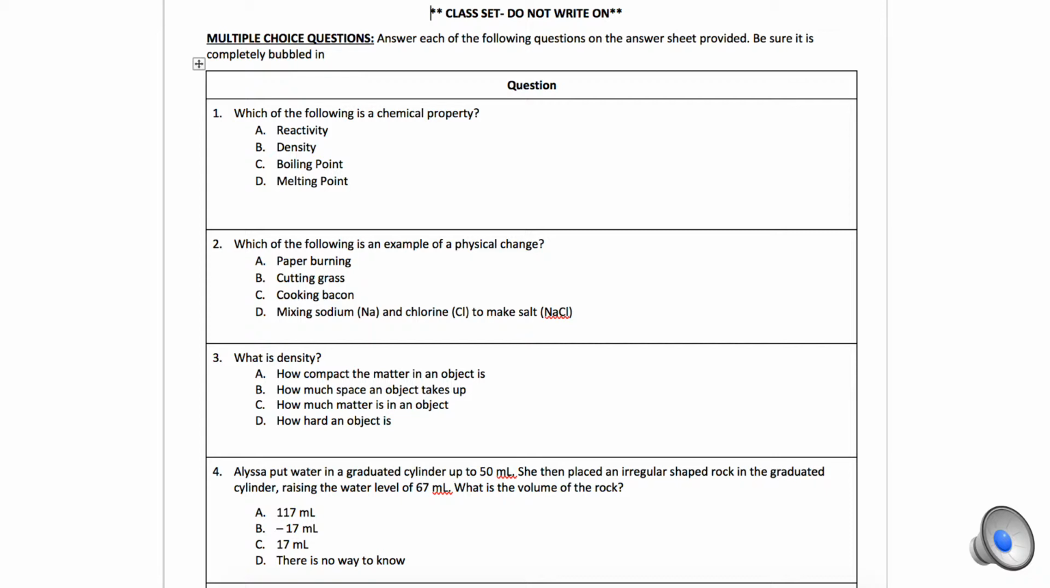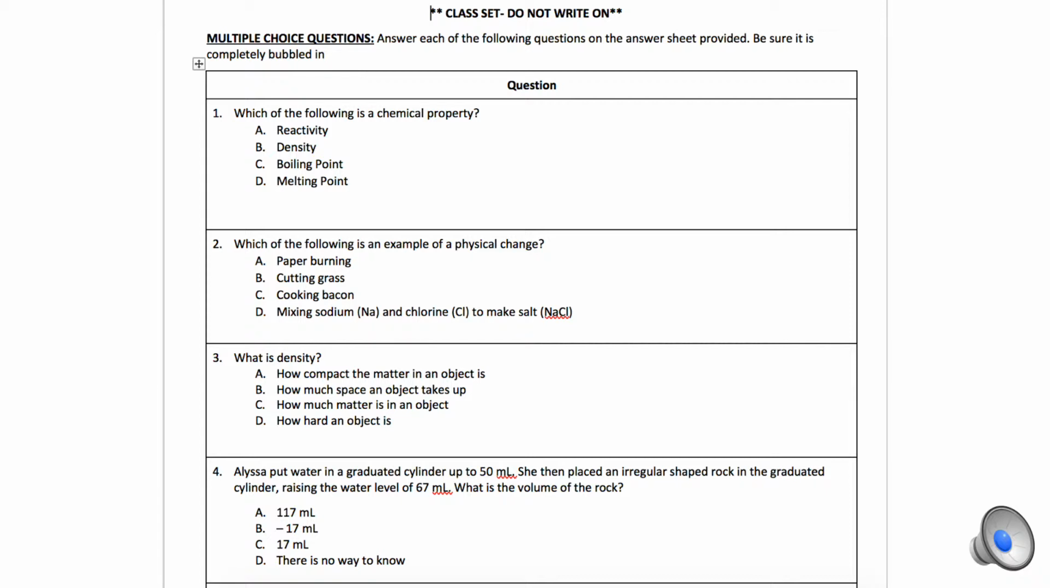Number 2, which of the following is an example of a physical change? A, paper burning, B, cutting grass, C, cooking bacon, or D, mixing sodium and chlorine to make salt. Number 3, what is density? A, how compact the matter in an object is, B, how much space an object takes up, C, how much matter is in an object, or D, how hard an object is.